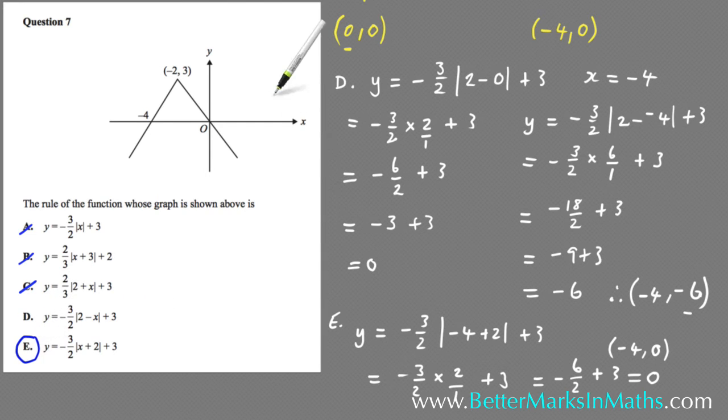So once again, when you have to find whether a point belongs to a straight line or a curve, you just sub the x value in and check to see whether you get the y value of that point. And if you do, then the point belongs to the curve. And if you don't, then it means the point doesn't belong to the curve. So that's how you do this question.